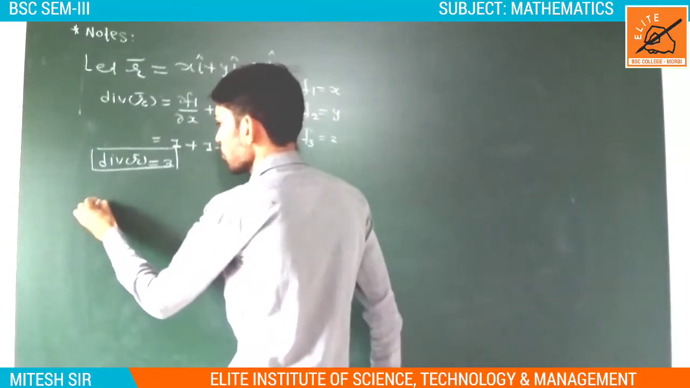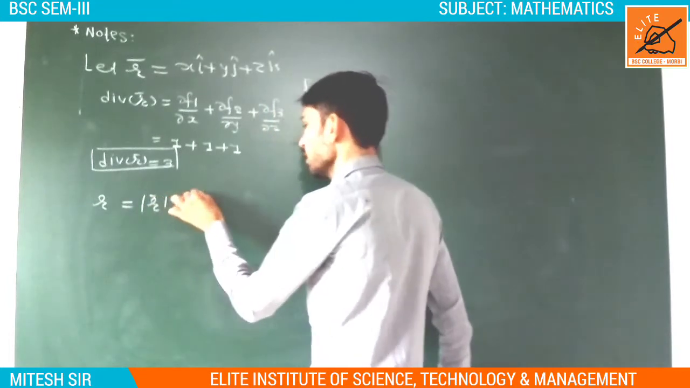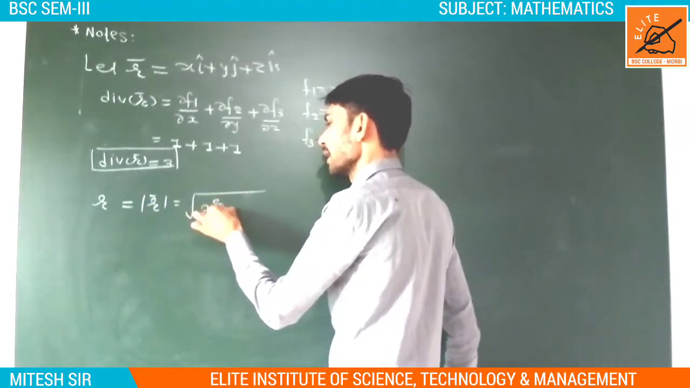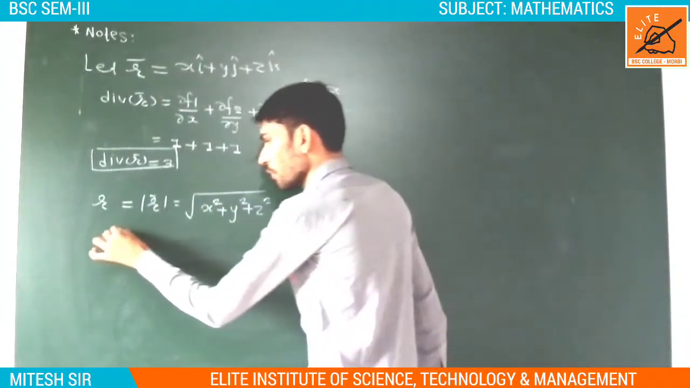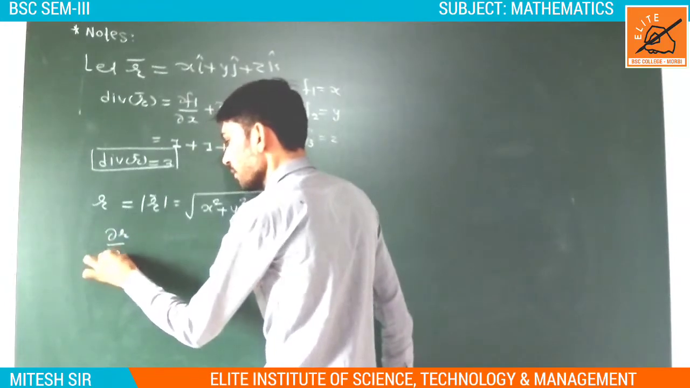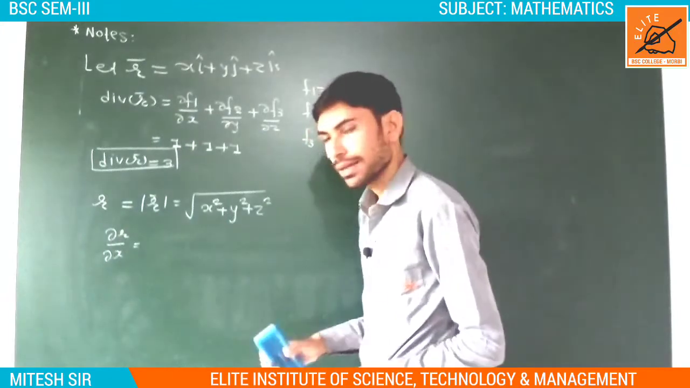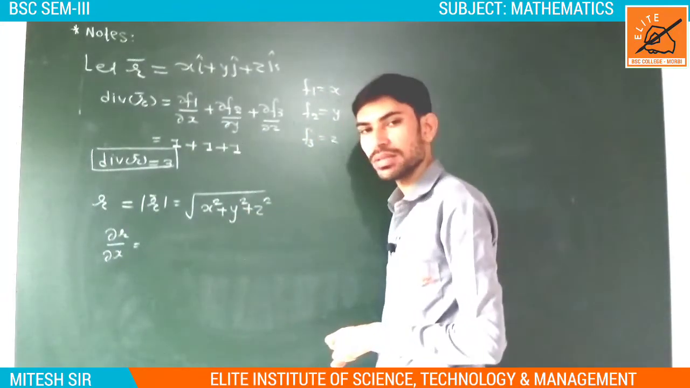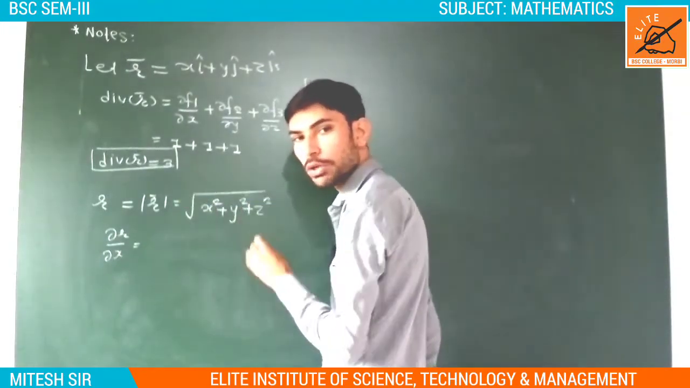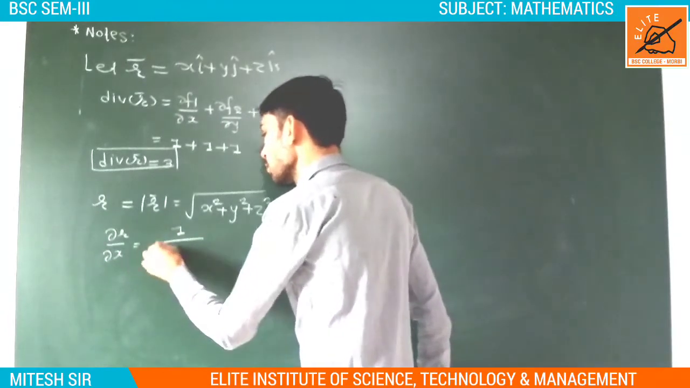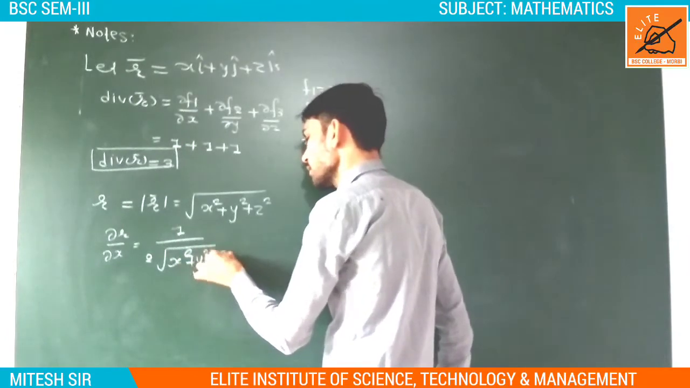Now we also find, as we know, our vector r, or we can also say the modulus of vector r bar, is defined as under root x square plus y square plus z square. Now to find the value of del r by del x, that means we are doing the partial derivative of function r with respect to x. Our function is under root x square plus y square plus z square. As you know, the derivative of under root x is 1 upon 2 under root x.